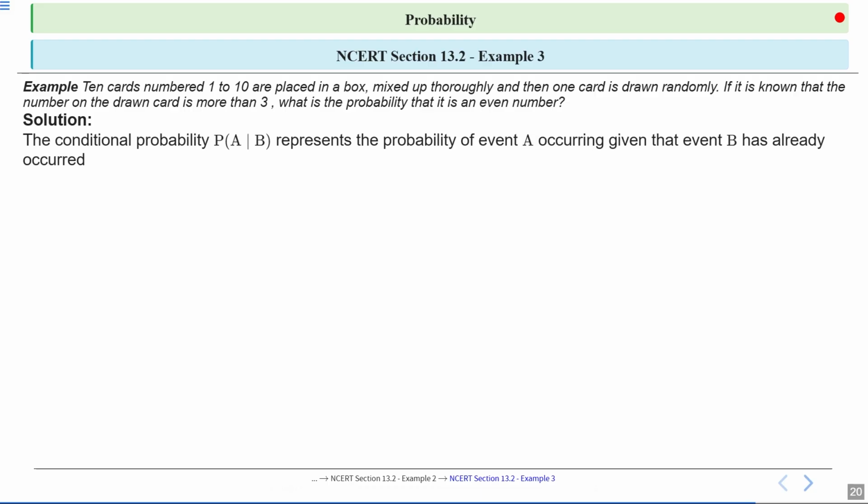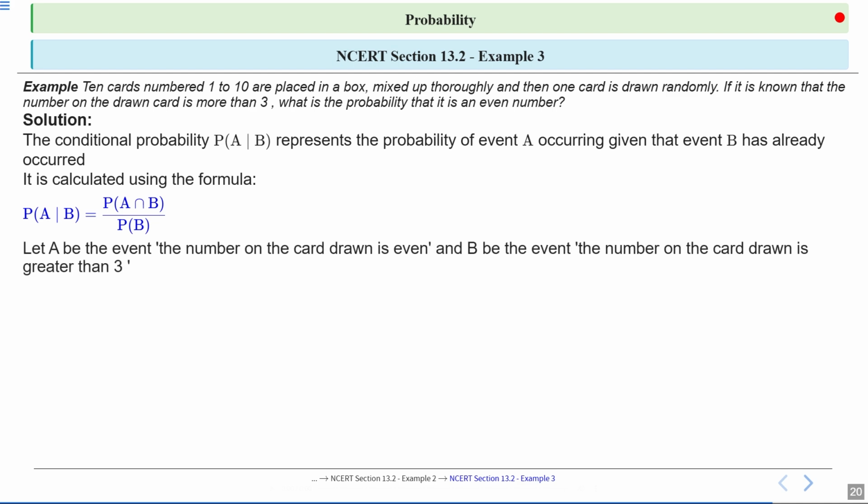Let's start the solution. The conditional probability of A upon B represents the probability of event A occurring given that event B has already occurred. It is calculated using the formula: probability of A upon B is equal to probability of A intersection B upon probability of B. Let A be the event that the number on the card drawn is even, and B be the event that the number on the card drawn is greater than 3. So we have to find probability of A upon B.